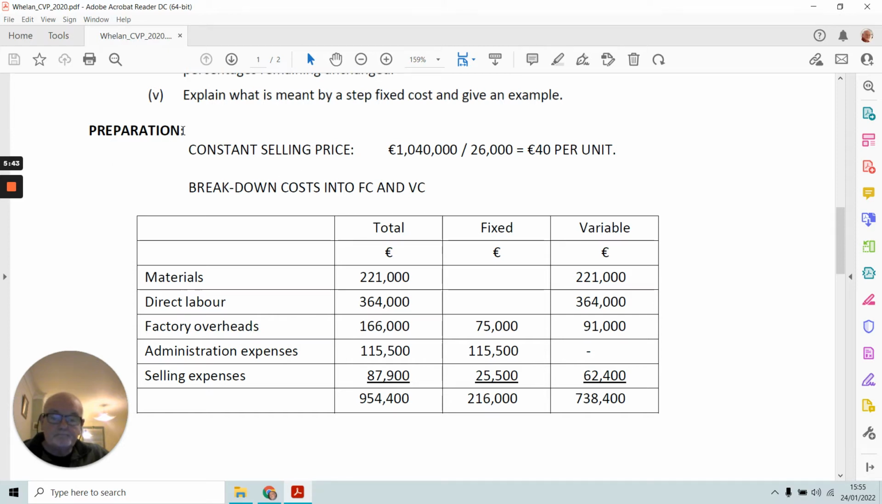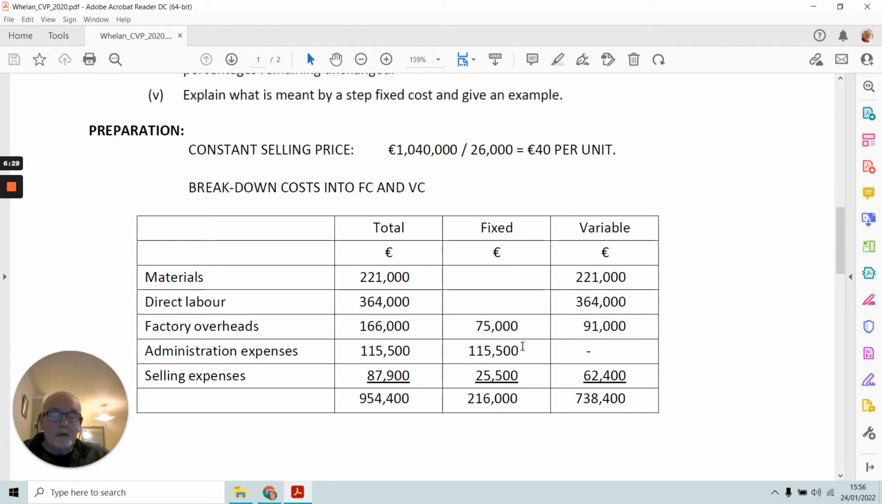Continuing our preparation here, we've said our selling price is €40 per unit. We're breaking down our costs into fixed and variable. We know our materials and labour are all variable. We've just worked out that the variable element of our factory overheads is €3.50 per unit. So 26,000 units multiplied by €3.50 will give us 91,000 in variable costs, leaving 75,000 of the 166,300 being fixed.